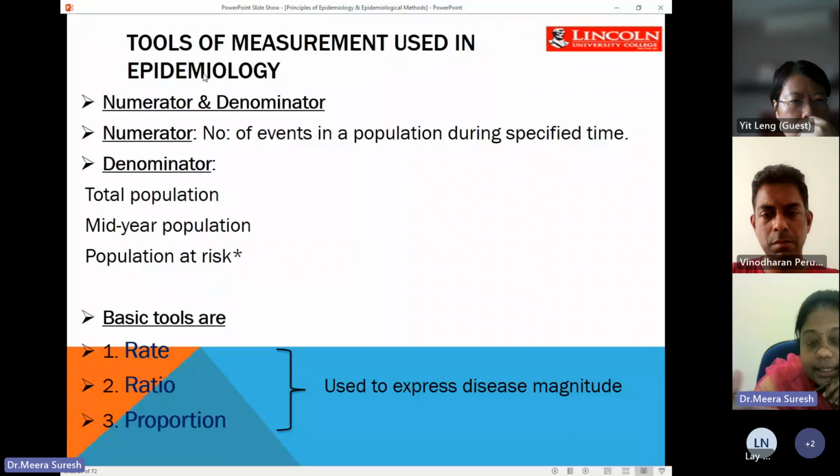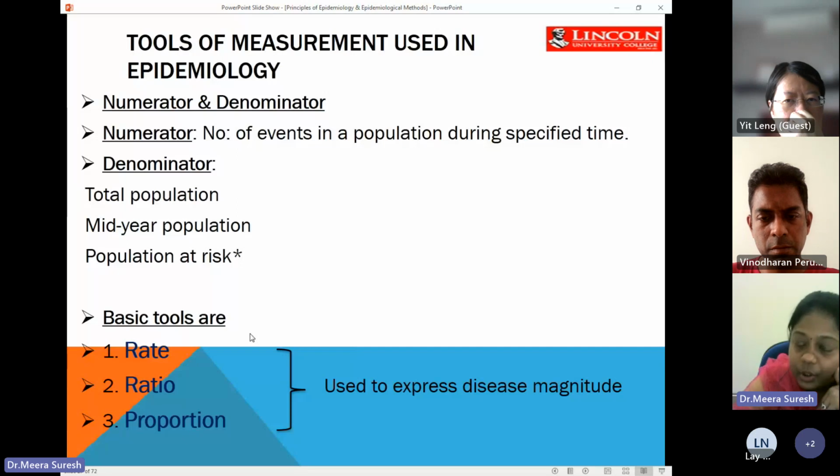So the tools in epidemiology are three terms actually: the rate, ratio, and proportion. All of these will have a numerator and a denominator. Whenever we are doing epidemiology, there may be problems coming in. Usually problems can be asked, and then we have to put in the values and make a calculation.